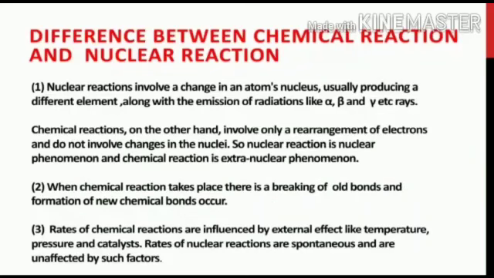Let us see the difference between chemical reaction and nuclear reaction. Nuclear reaction involves a change in the nucleus of the atom. Usually, a nuclear reaction produces a different element along with the emission of radiations like alpha, beta and gamma rays. Chemical reactions, on the other hand, involve only a rearrangement of electrons and do not involve changes in the nuclei. So nuclear reaction is a nuclear phenomenon and chemical reaction is an extranuclear phenomenon.